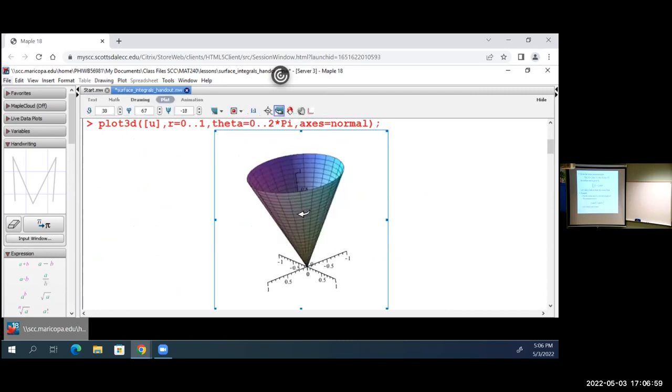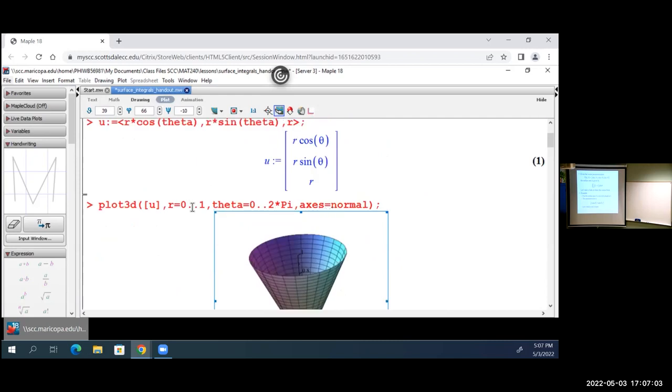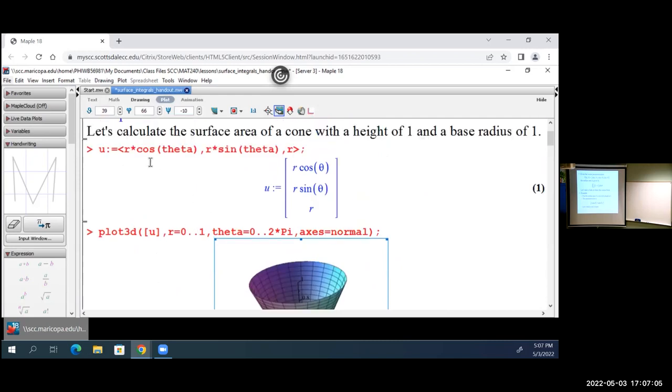All right. That's the cone I expect to see. It's got a radius of 1. It's got a height of 1. So I now know this is my r. This is my position vector. And here are the limits on my definite integral. All right, so now we go back to the formula. The formula says we take the partials, in my case one with respect to r and one with respect to theta, and I do the cross product of those, and the magnitude of that is my integrand.